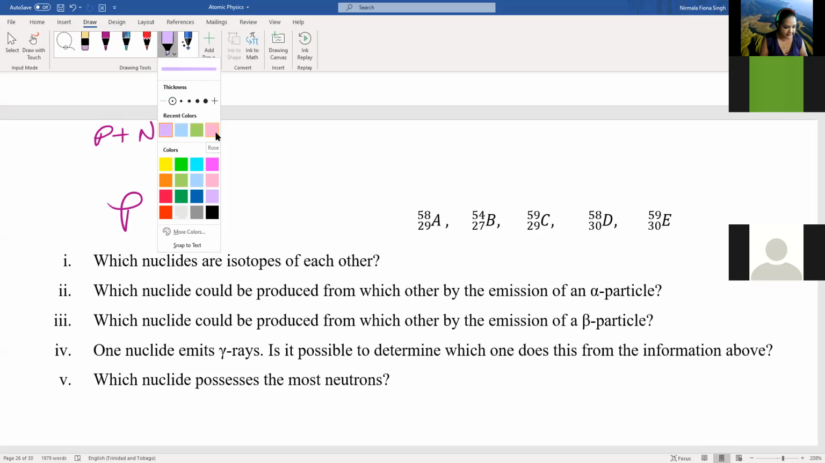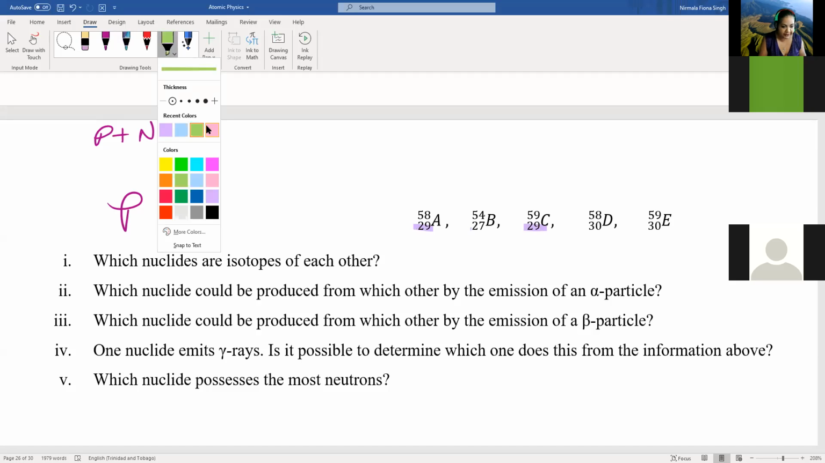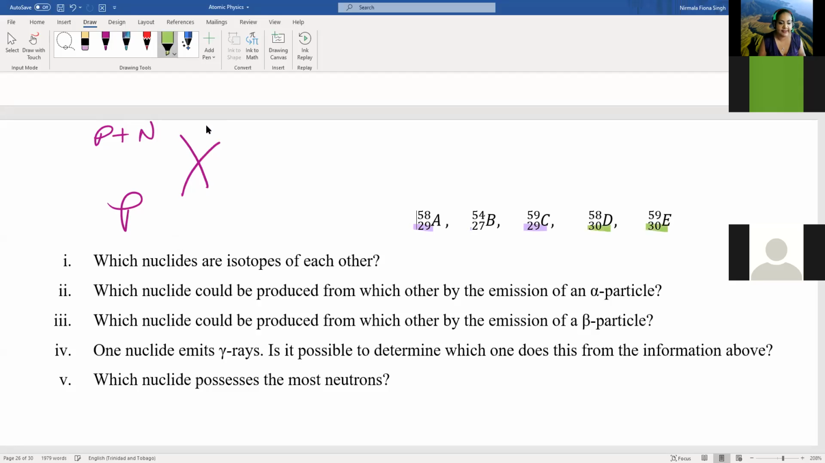If you look here, 29, 29. So obviously A and C are isotopes of each other. And D is 30 and E is 30. So we have the same proton number, which means they are the same element, because remember, proton number defines your element, and they have different numbers of neutrons.